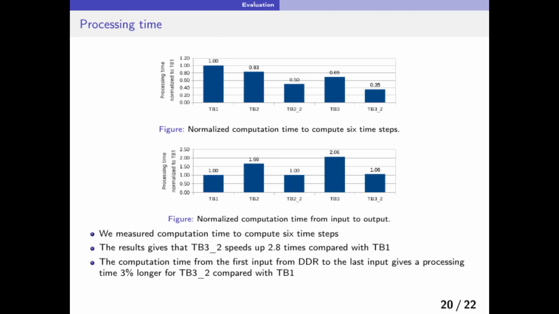The processing time is shown in this picture. The first figure represents the processing time to compute 6 time steps, while the second figure represents the processing time to run the algorithm one time relative to TB1, which is our naive implementation. The results show that TB3-2 speeds up 2.8 times compared with TB1, while the computation time from the first input from DDR to the last output is 3% longer for TB3-2 compared with TB1.